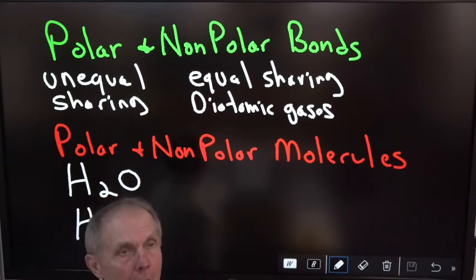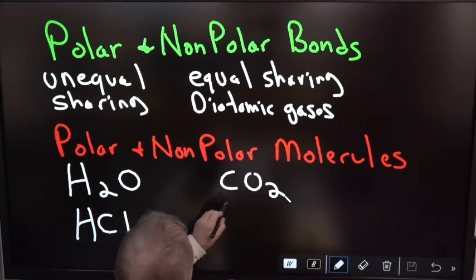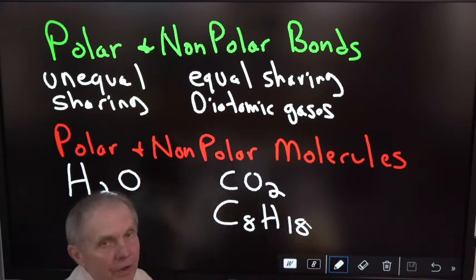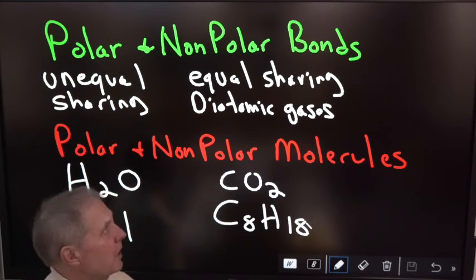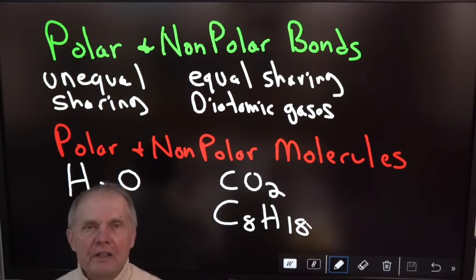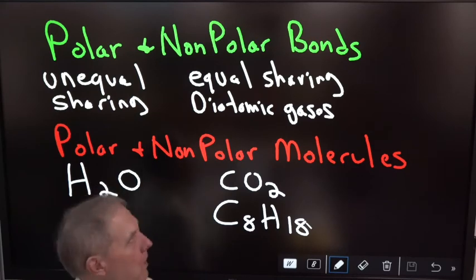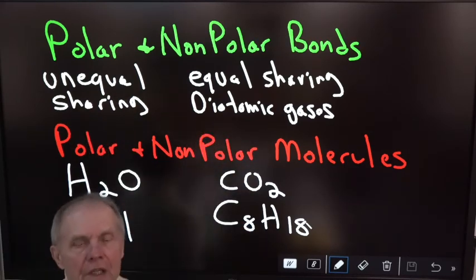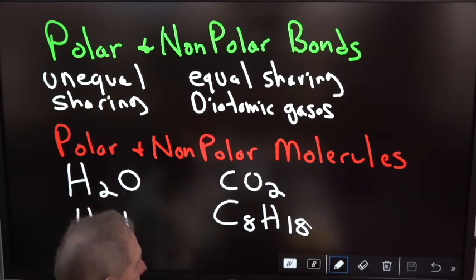The ones we're going to go over will be CO2 and C8H18. Those two are the ones. So these we're going to electron dot because they have something to do with likes dissolve likes, and if they're not likes, they won't dissolve. Okay, so polar, nonpolar bonds, polar, nonpolar molecules, and here we go into something called likes can only dissolve likes.